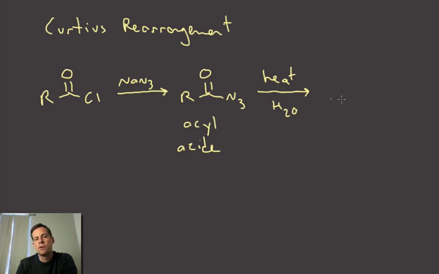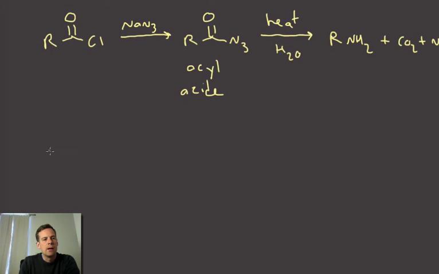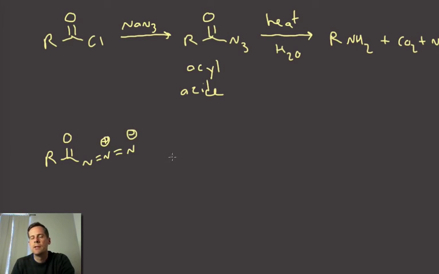And then again, we're typically going to do this in water, but that's something that can also be different. And this will also excise the carbonyl and give you the amine. So again, that R group ends up bonded to the nitrogen, and we lose CO2, and we also lose N2. And so how is this one working? Okay, so in this case, let's draw out the acyl azide. Okay. And so we've got a positive charge there and negative there.